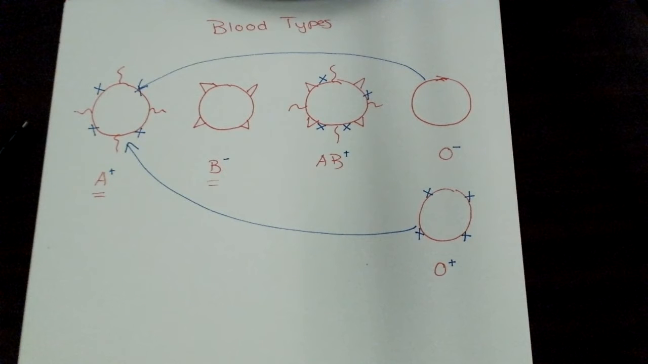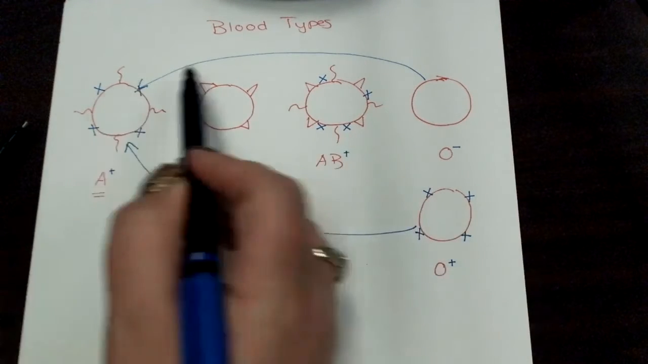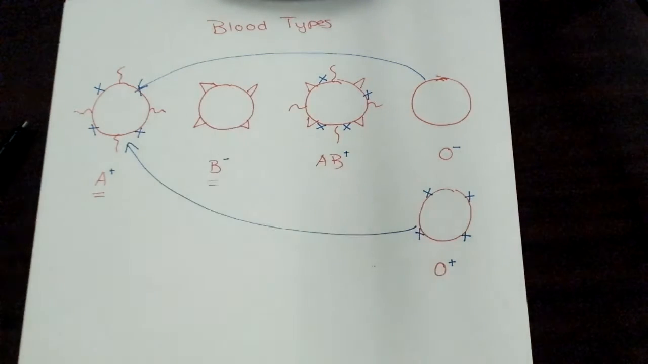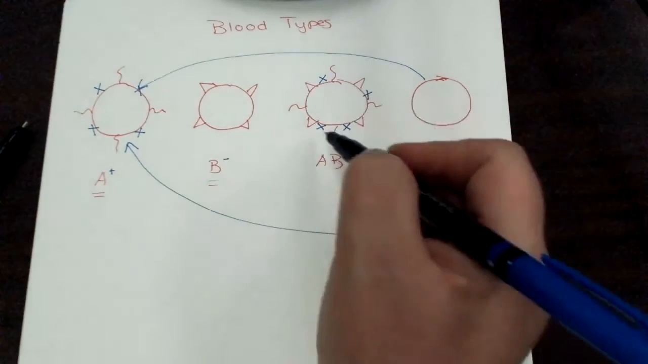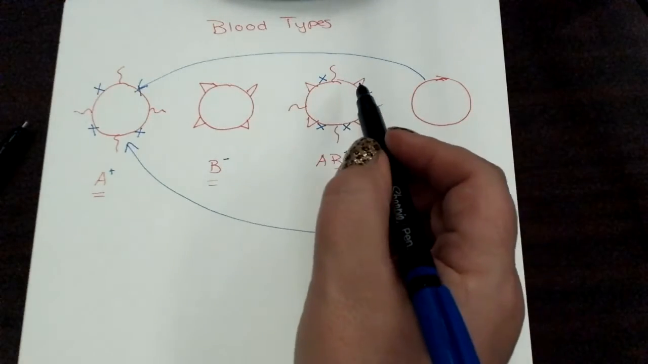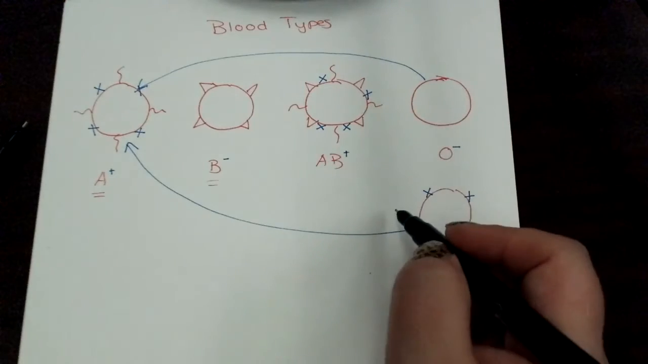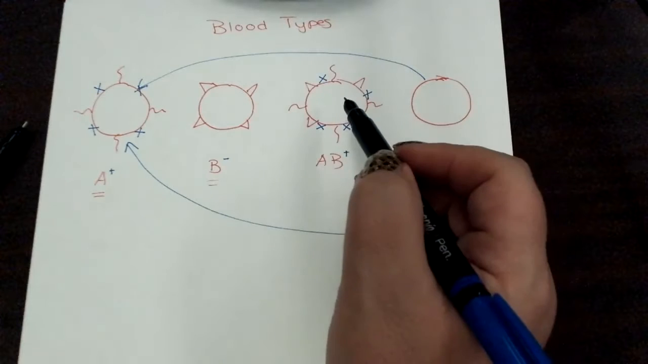Okay. Let's look at AB. So could A give to AB? Yes, because they both have the squiggles. Could B give to AB? Yes, because they both have the triangles. Could A positive give? Yes, because it has the X's. Can B positive give? Yes, because it has the triangles and it has the X's. Can O negative give? Absolutely. And so can O positive because it has all of the antigens.